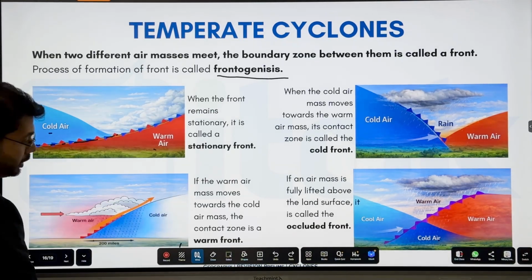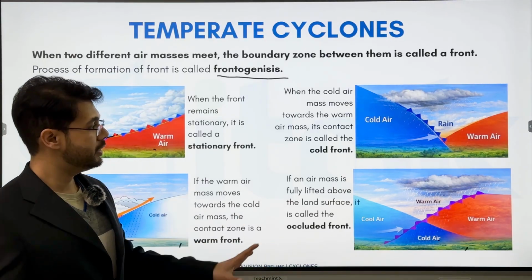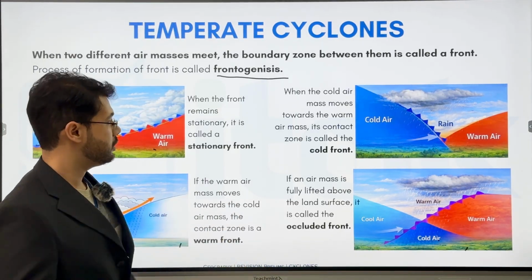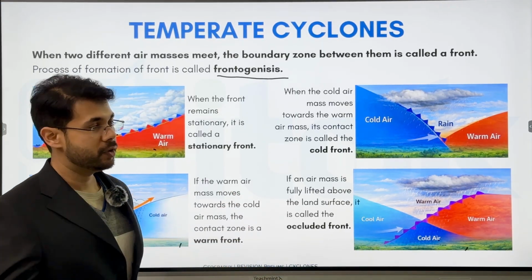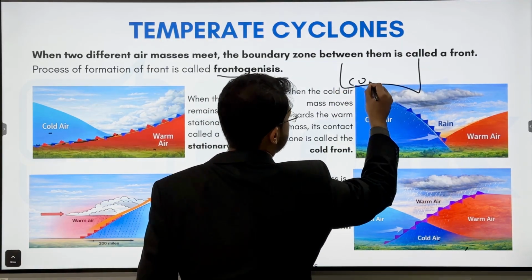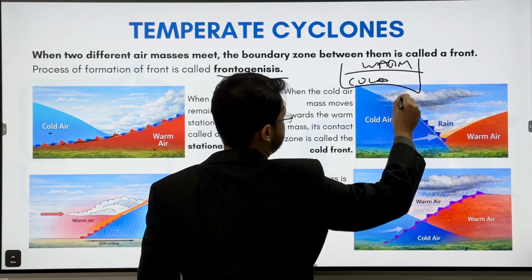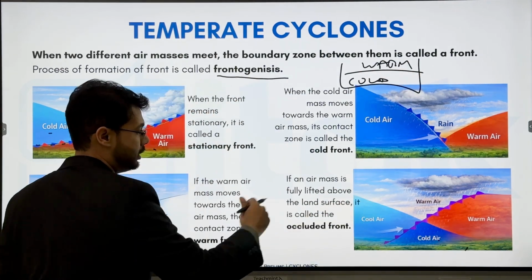Occluded front, right? Wait, let me show you. That over there is the occluded front. So you see, it's not completely as we think. When we think warm air completely lifted up the cold air, we think that there is cold over here and on top of it there is warm. No, it does not happen like that. What happens is somewhat like this.